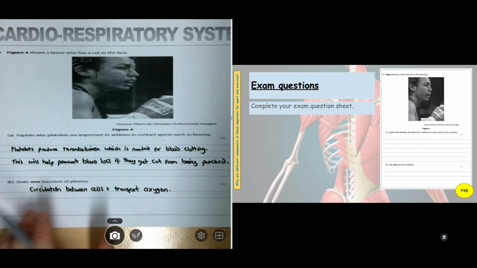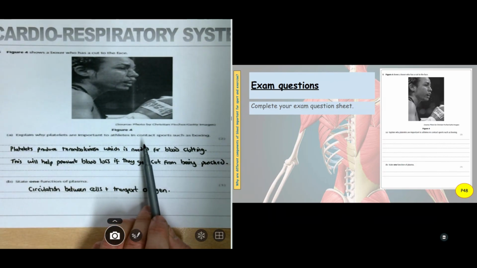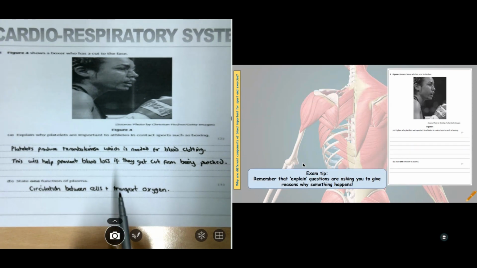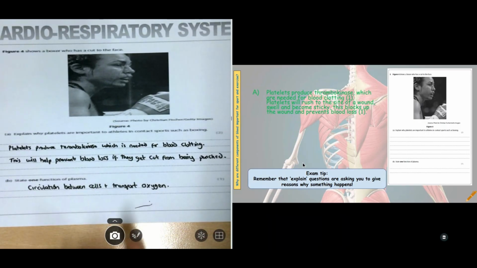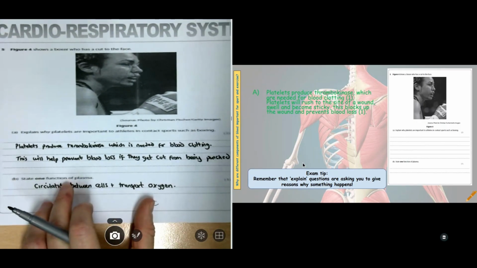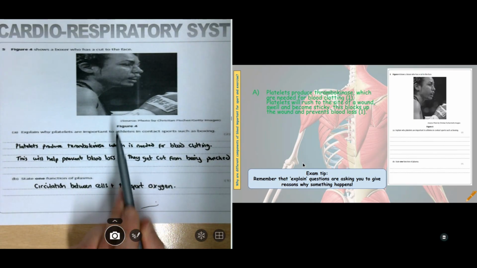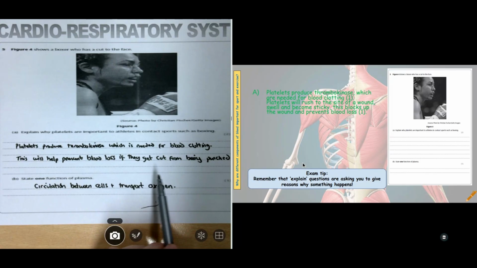Okay, so just going through those answers. Why platelets are important for contact sports such as boxing. They produce thrombokinase, which is needed for blood clotting. The answers are coming up on the screen as well. We can go into detail about what that is, but for 2 marks that's probably going to be enough, and then an example of when that could happen. So this will help prevent blood loss if they get cut from being punched.